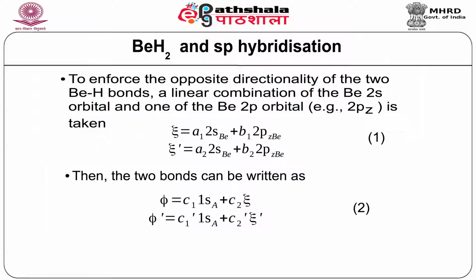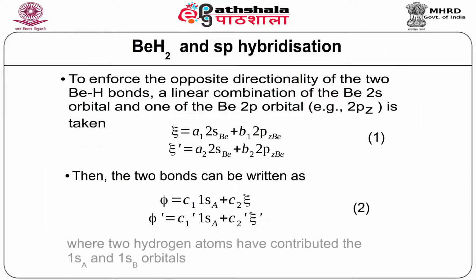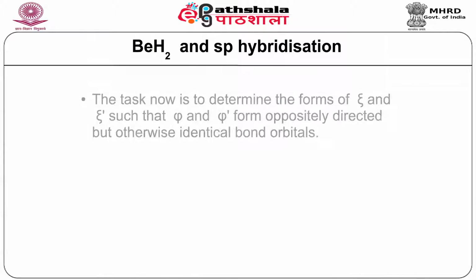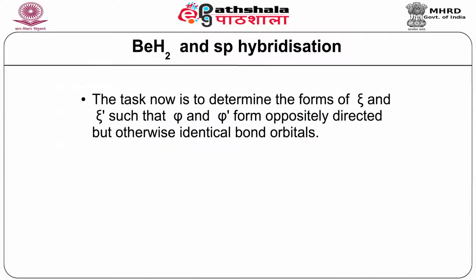Then the two bonds can be written as phi equals C1 1sA plus C2 xi and phi prime equals C1 prime 1sB plus C2 prime xi prime, where two hydrogen atoms have contributed the 1sA and 1sB orbitals. Our task now is to determine the forms of xi and xi prime such that phi and phi prime form oppositely directed but otherwise identical bond orbitals.